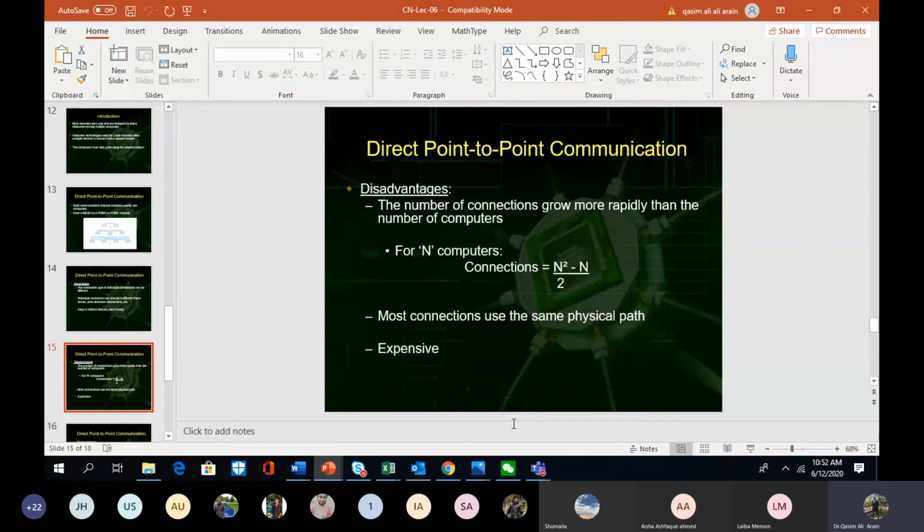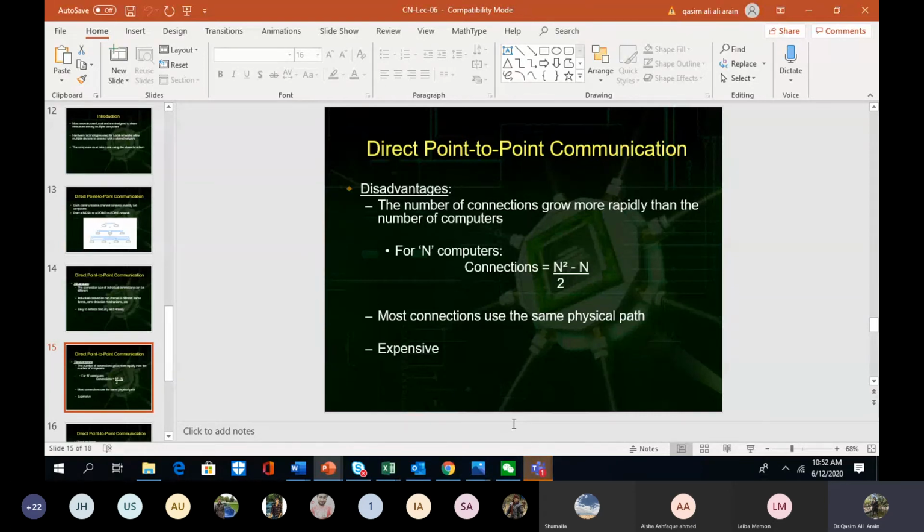Let's suppose we have n computers, and let's see how we are going to find the connections for n computers. N is the number of computers. Let's suppose we have three computers. So n square minus n upon 2. If you square 3, it becomes 9. 9 minus 3 becomes 6. And 6 divided by 2 becomes 3, right? So if you have three computers, you might have three connections, right?